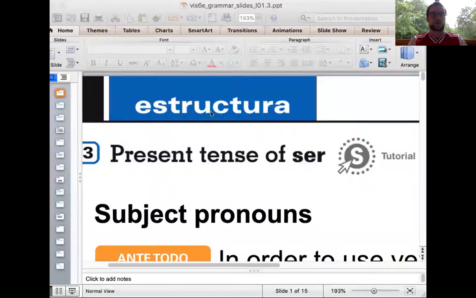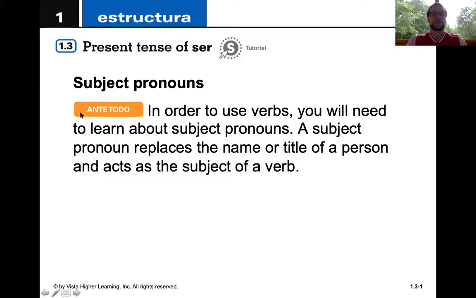Lección 1.3, el verbo ser. Ok, ya vamos a empezar con el PowerPoint. We're going to get started with our PowerPoint here. Make sure you're following along in the PowerPoint and the lecture notes that are provided just below this lecture. So, first, we're going to talk about subject pronouns, guys.